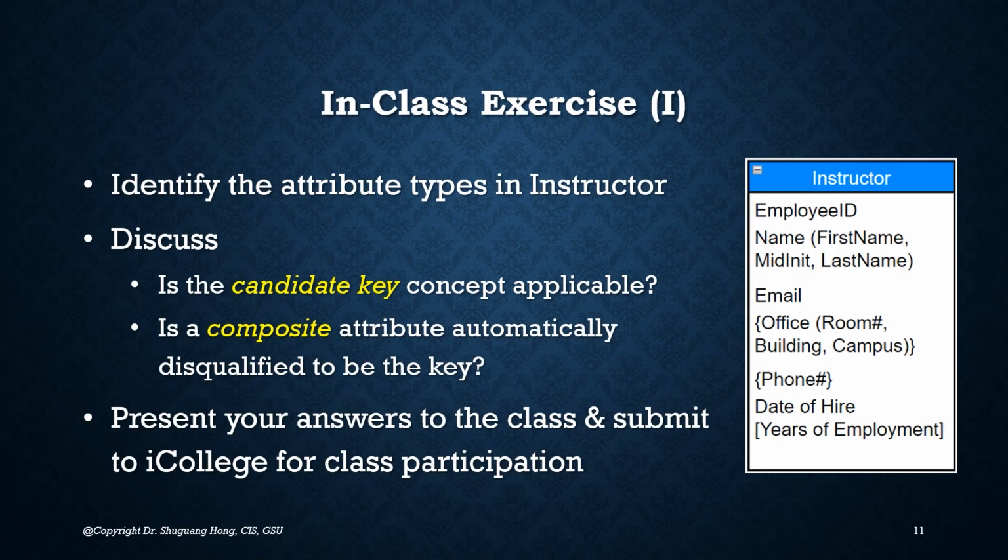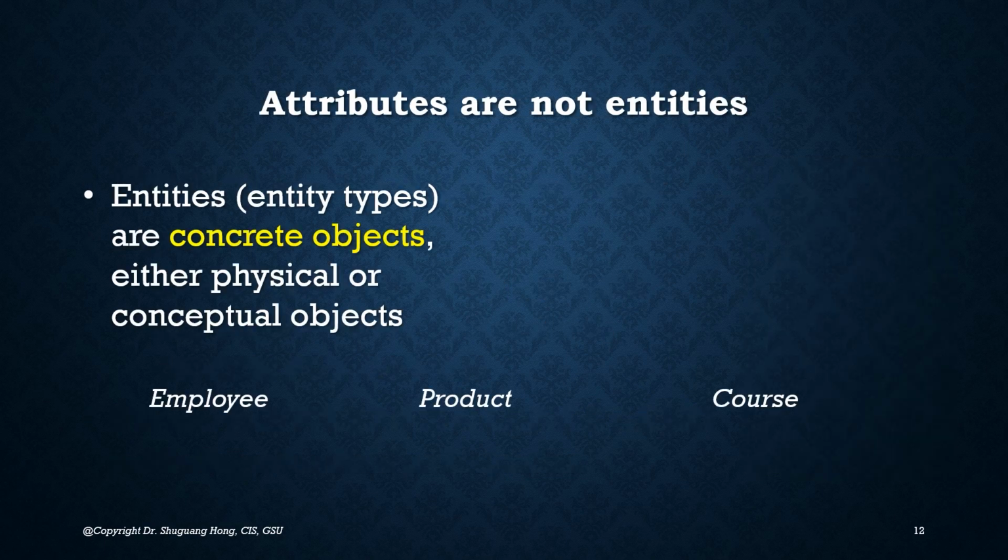In-class exercise. One, identify the attribute types in instructor. Two, discuss the key value. Is the candidate key concept applicable? Is a composite attribute automatically disqualified from being the key? Present your answers to the class and submit to iCollege for class participation.